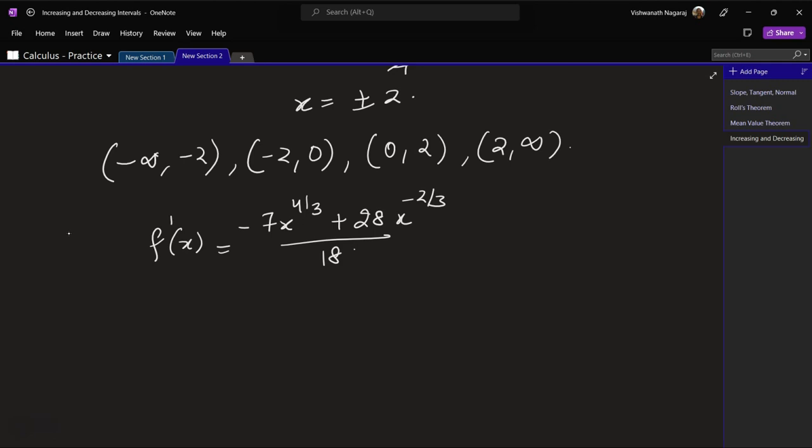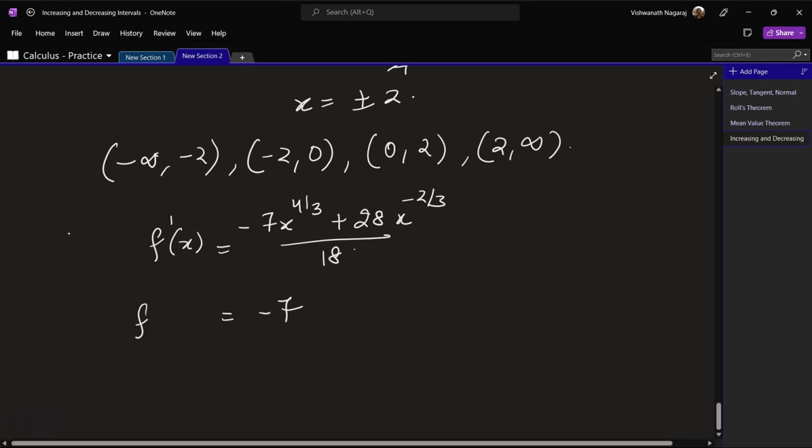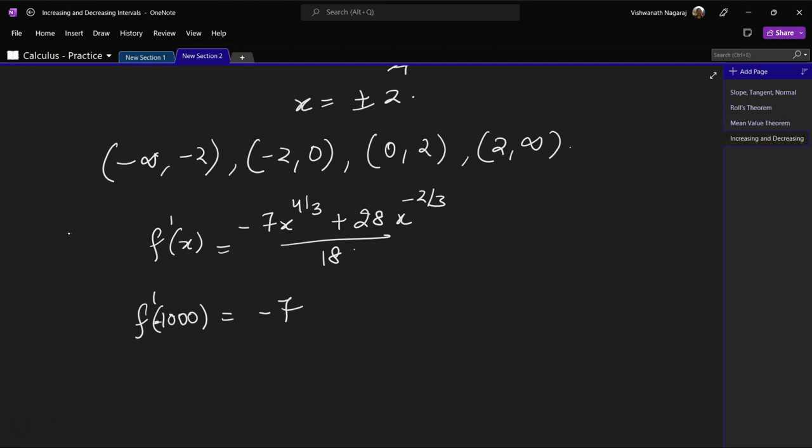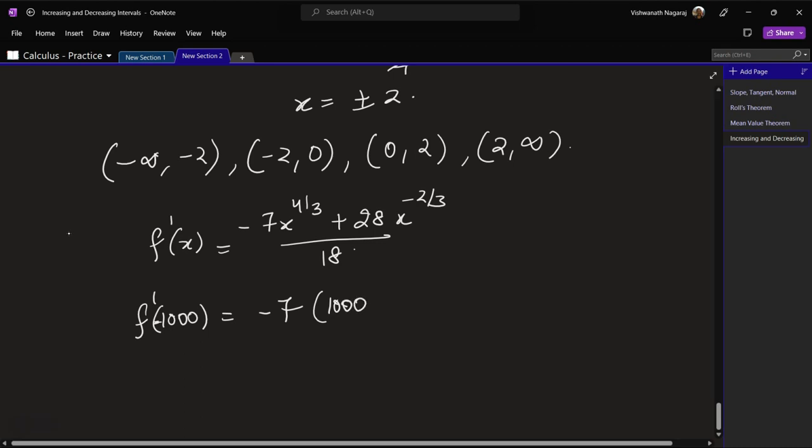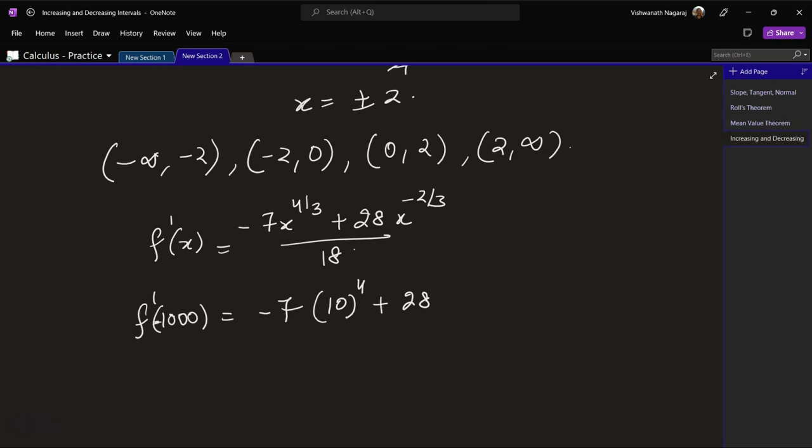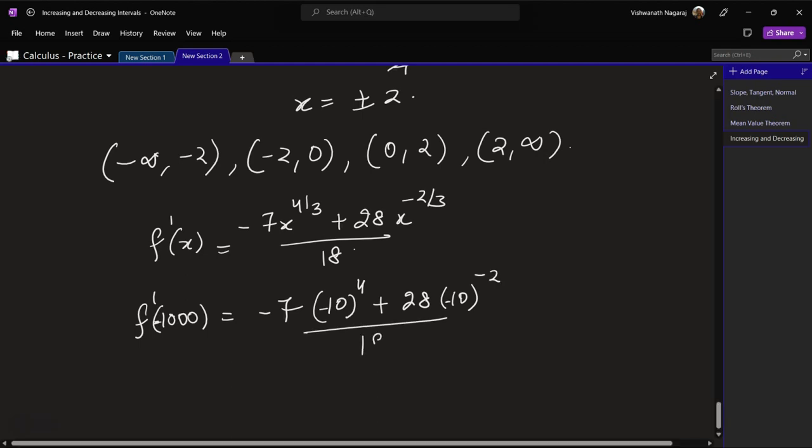So let's look at minus 7. Let's say f prime of minus 1000. What do we get? So this gives us minus 7 times 1000, and if we take the cube root of that, we get 10. 10 to the power of 4 plus 28,000. So which means cube root of 1000 is 10. Cube root of minus 1000 is going to be minus 10 and this is going to be minus 2 divided by 18.